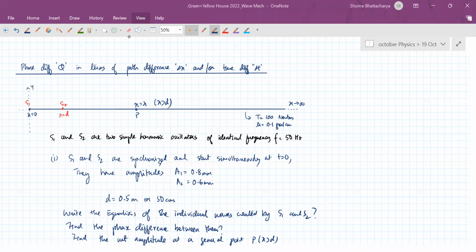So just first find out all the parameters for the waves generated by S1 and S2, and from that we'll understand how to calculate the phase difference. So if you just follow the instructions of the questions up to the point where you write down the equations of the individual waves created by S1 and S2, you'll see the rest of it becomes quite natural to solve from there. So just try this out, people.